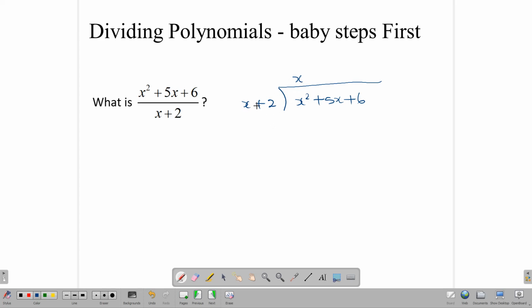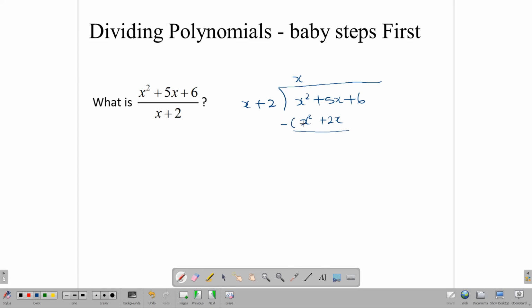And so now we're going to take this x and multiply here. So x times x gives us an x squared, and 2 times x gives us 2x. So first we say x into x squared, that gives us x, and then we multiply x times x is x squared, and 2 times x is 2x. We draw our line, and we're going to subtract.